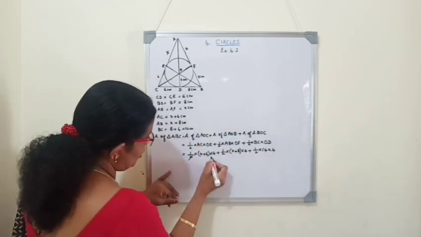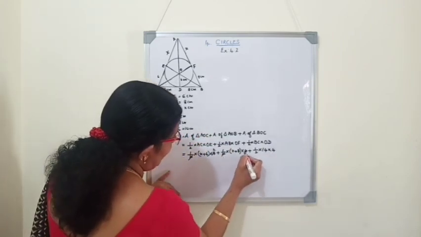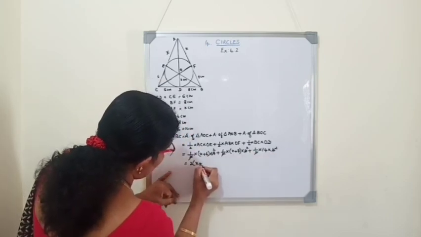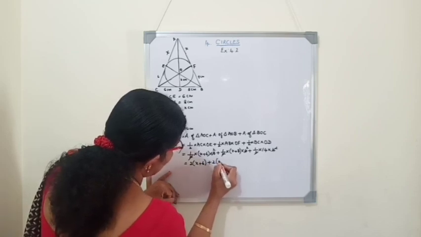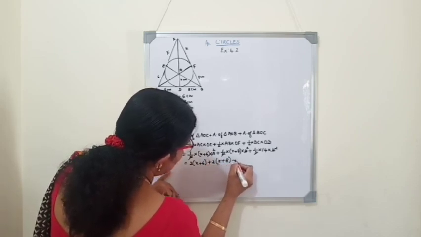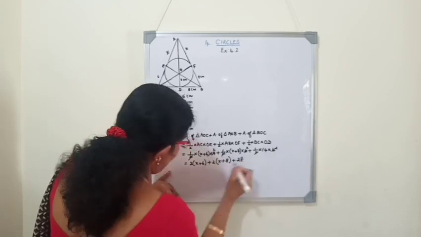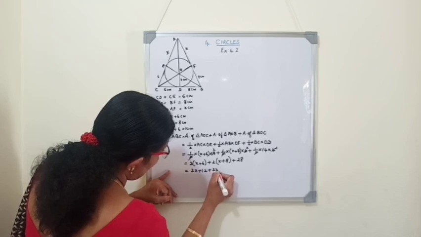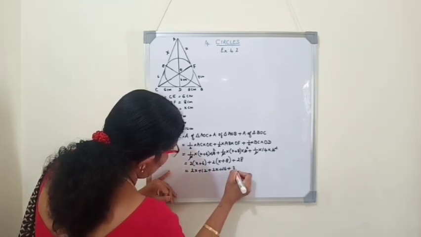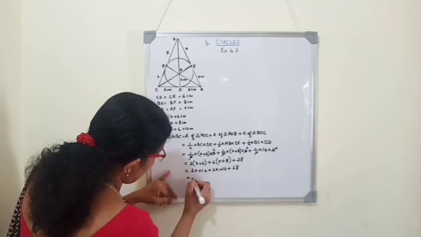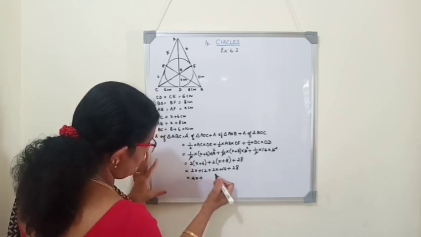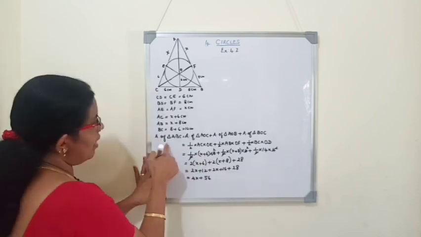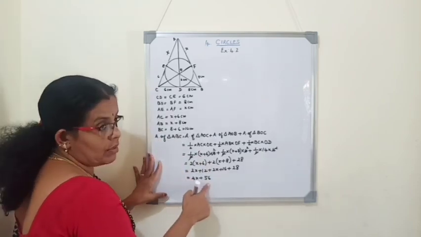So now we will cancel 2 and 4. 2 we will get. Here again cancel. So finally we will get 2 into x plus 6 plus 2 into x plus 8 plus 14 into 2, 28. Now we will expand it. 2x plus 12 plus 2x plus 16 plus 28. So we will add all 2x plus 2x, 4x. When we add these numbers, 28, 34, 56 we will get. So we will get area of triangle ABC is equal to 4x plus 56.